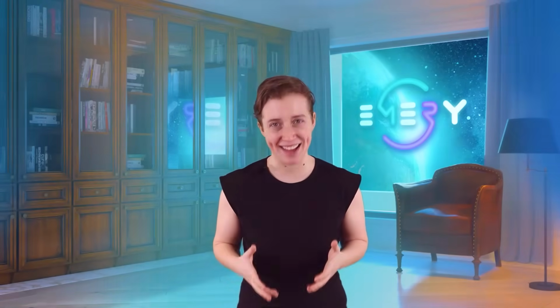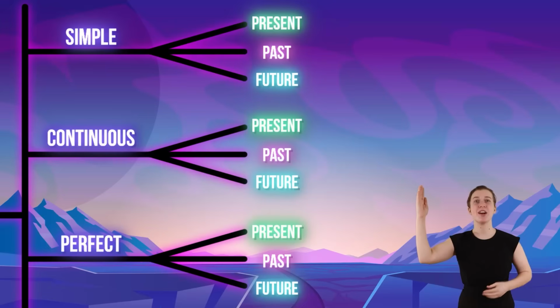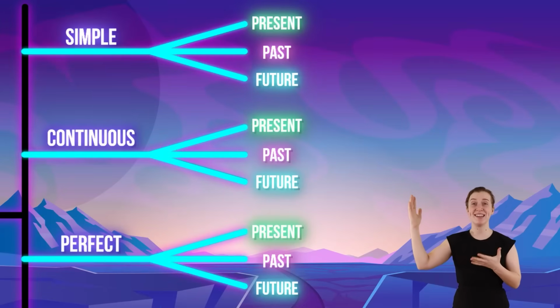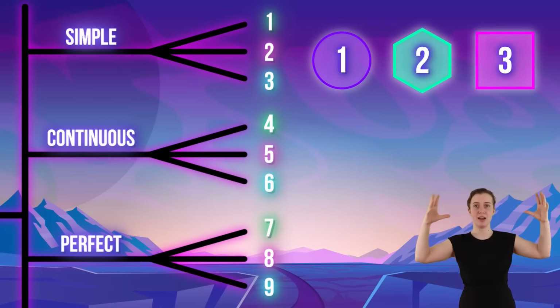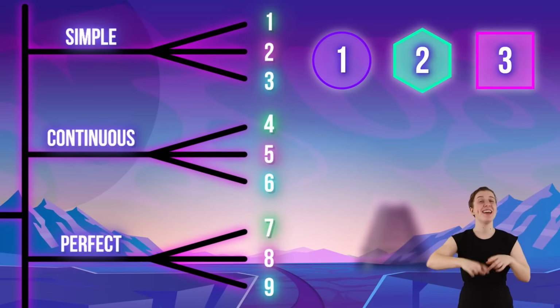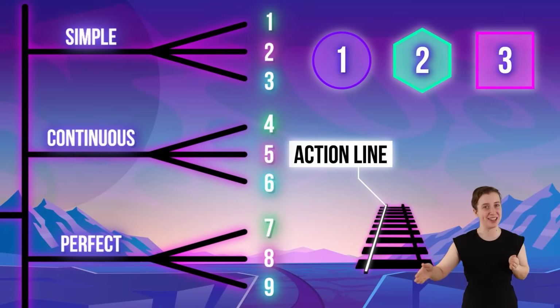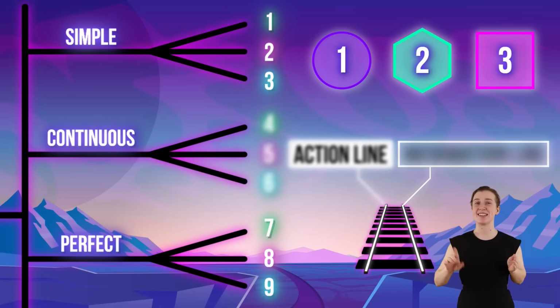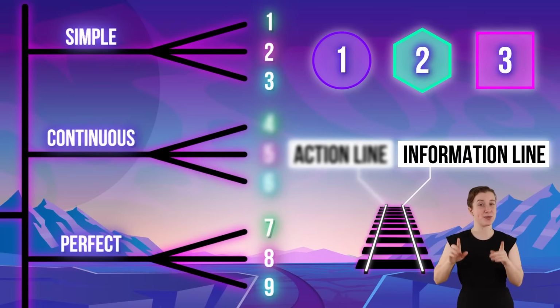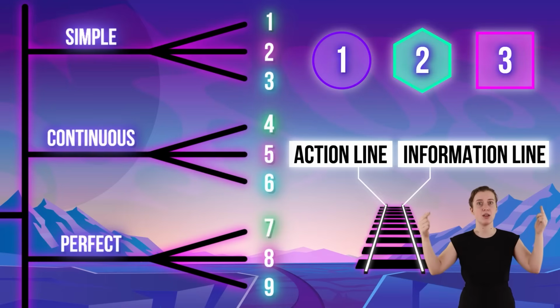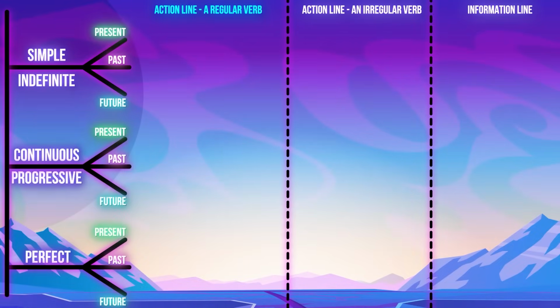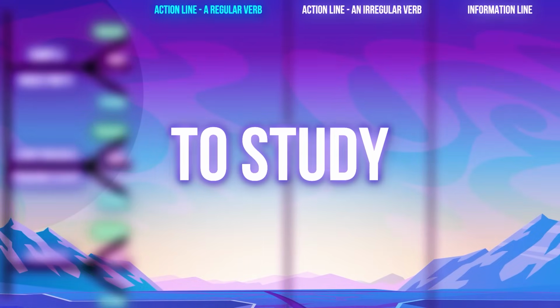Now let's go back to our catalog. As you can see, we've done 3 of the groups of tenses. So that's 9 tenses that we can shift our 1, 2, 3 through. To be more specific, that's 9 tenses for our action line verbs. It's only 6 tenses for our information line verbs, because remember, continuous tenses, we don't use the information line. So let's use an example and take it through all of the different tenses. Let's do it with a regular verb. Okay, let's use to study.